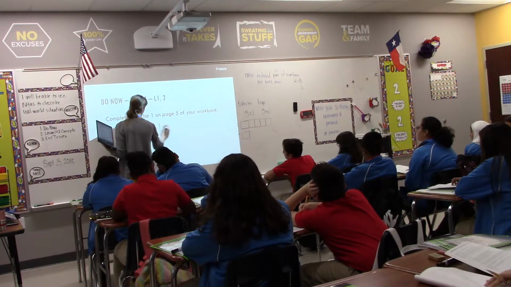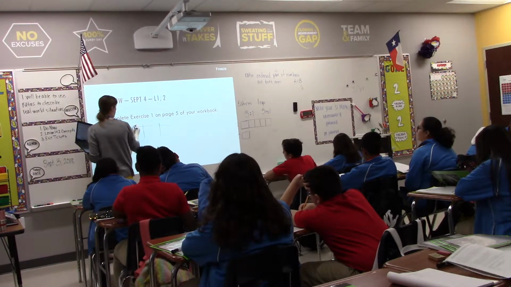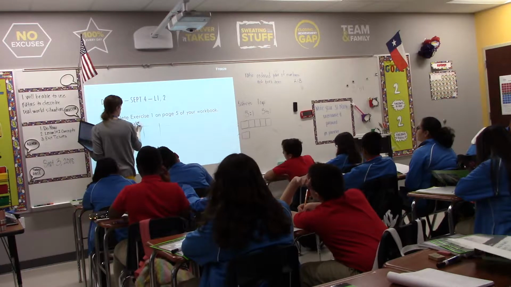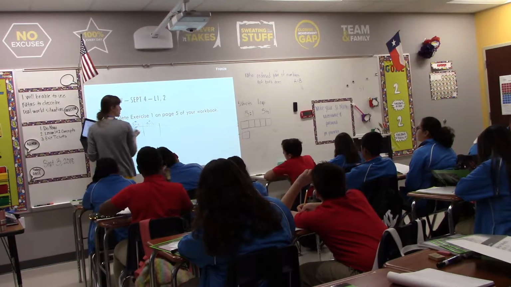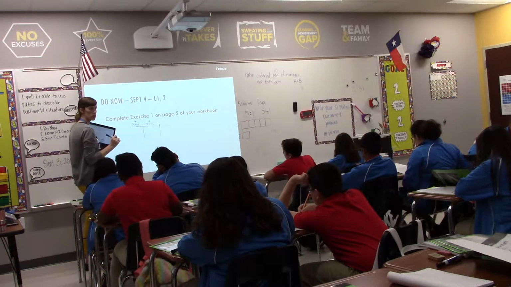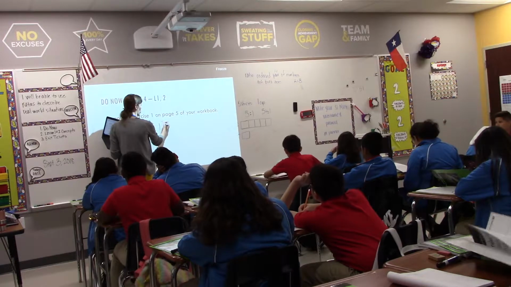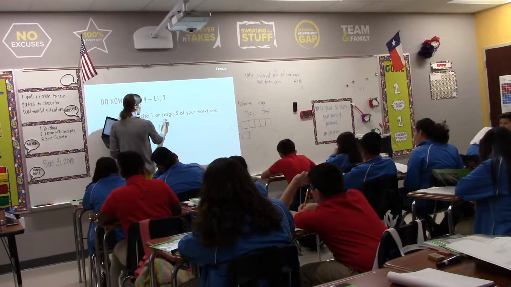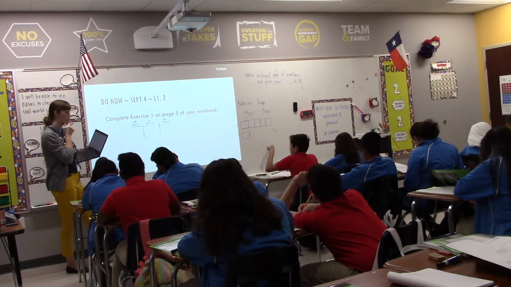Here's my table. We're comparing the number of boys to the number of girls. And each time we'll add them to get a total number of team players. Okay, so draw your table.